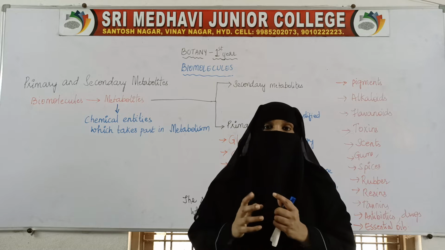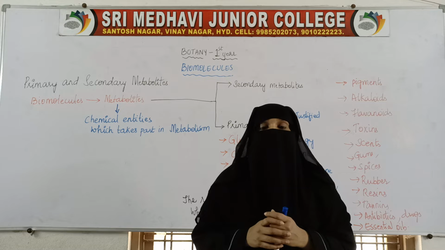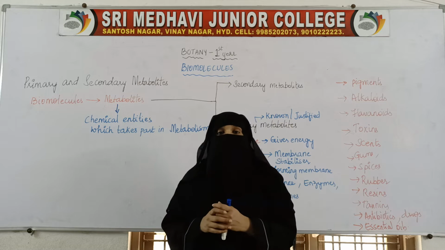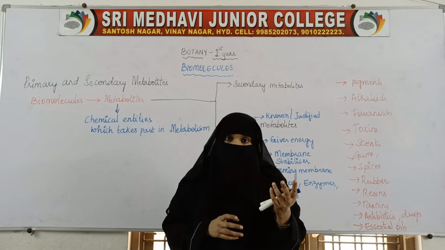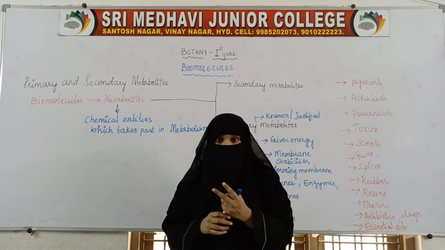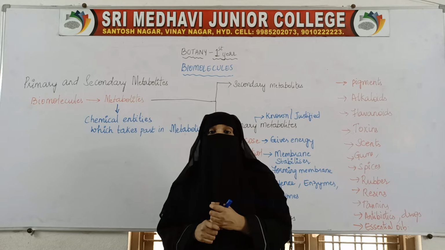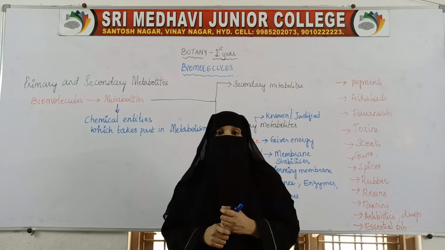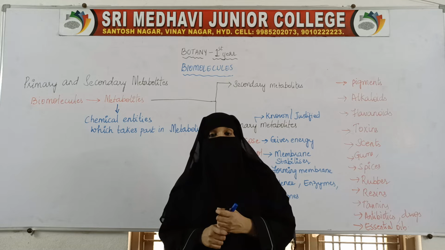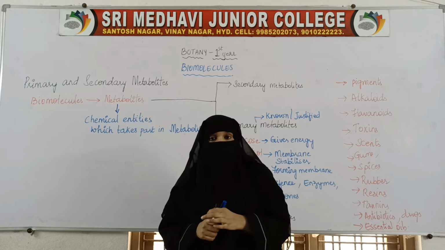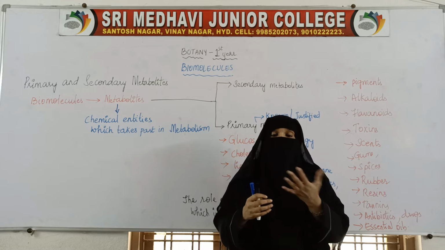These 4 will be joining together with sugar. With which sugar? Ribose sugar, because I told you this pentose sugar is of 2 types, deoxyribose sugar and ribose sugar. RNA consists of ribose sugar and DNA consists of deoxyribose sugar.